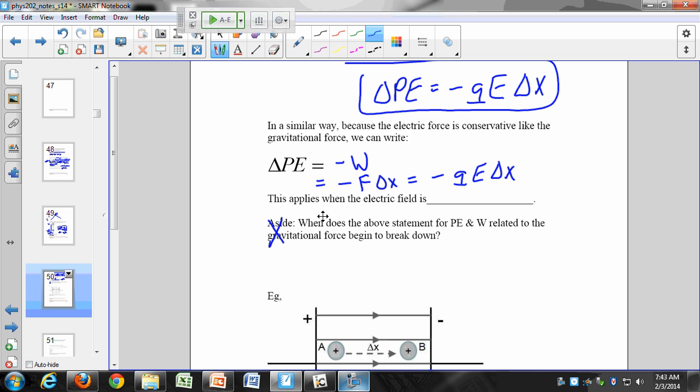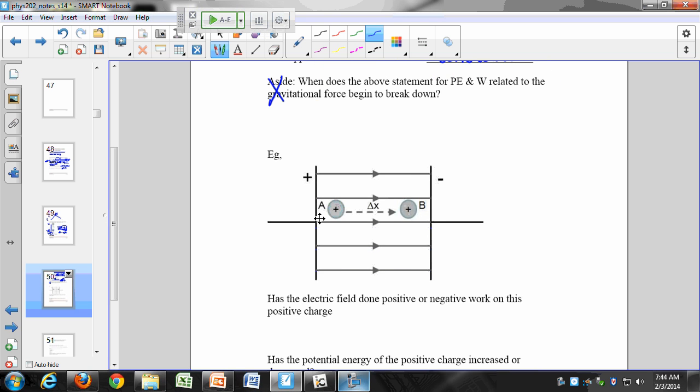This applies when the electric field is constant. So that's sort of an underlying idea that we'll have, that the electric field is always constant. And that's not a terrible assumption, that the electric field usually is constant when we're dealing with a laboratory setting where we can describe or define the electric field ourselves.